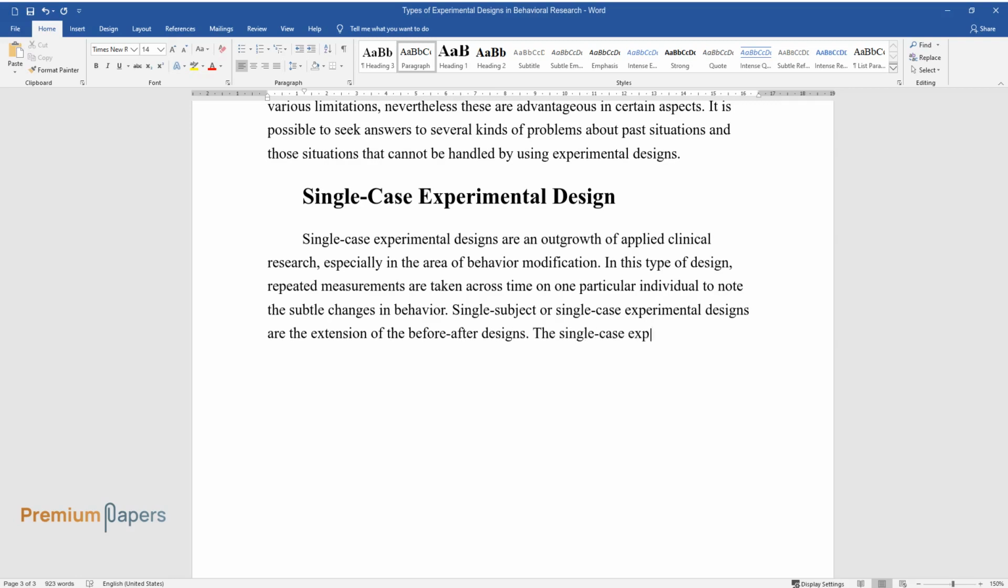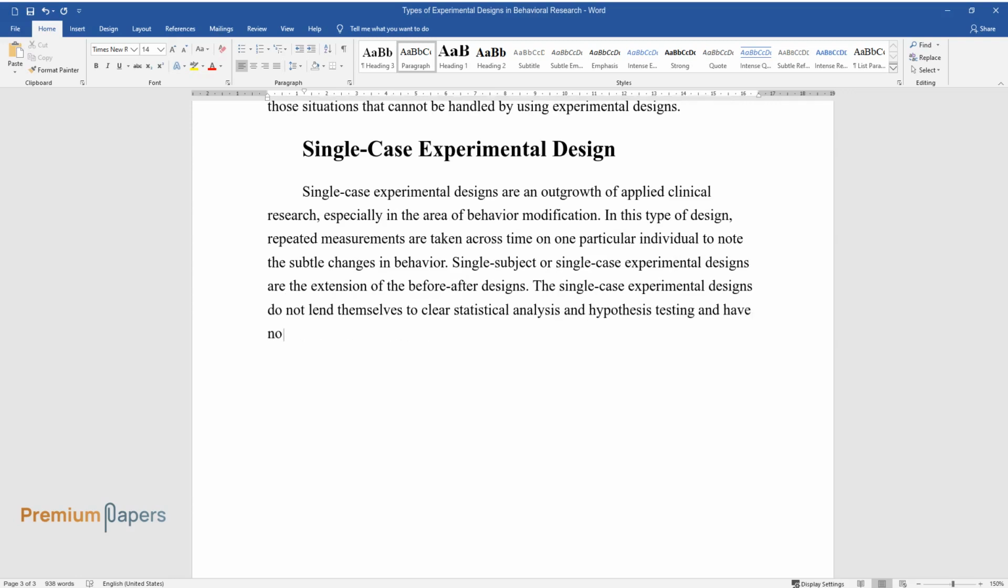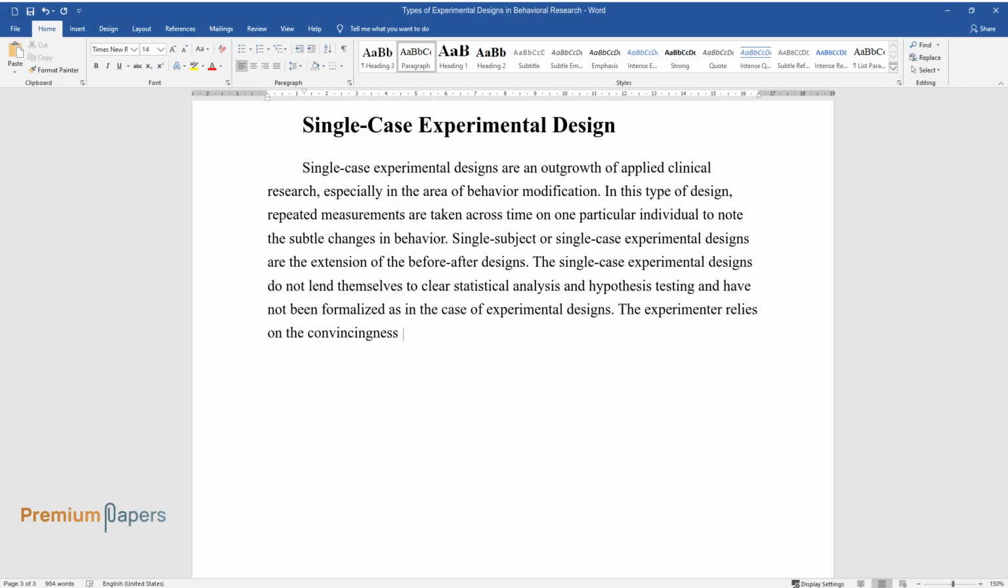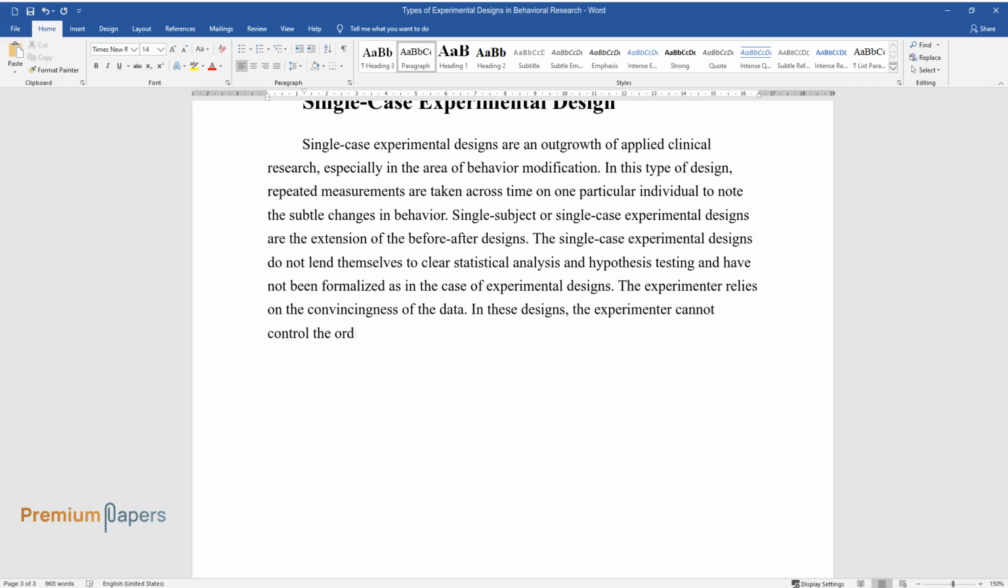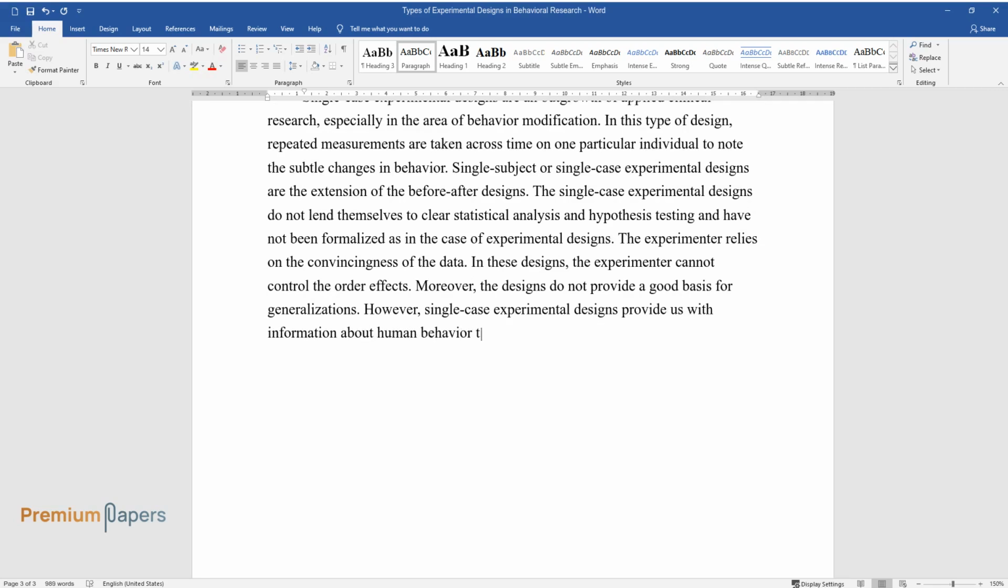The single-case experimental designs do not lend themselves to clear statistical analysis and hypothesis testing and have not been formalized as in the case of experimental designs. The experimenter relies on the convincingness of the data. In these designs, the experimenter cannot control the order effects. Moreover, the designs do not provide a good basis for generalizations. However, single-case experimental designs provide us with information about human behavior that is not always obtainable in group designs.